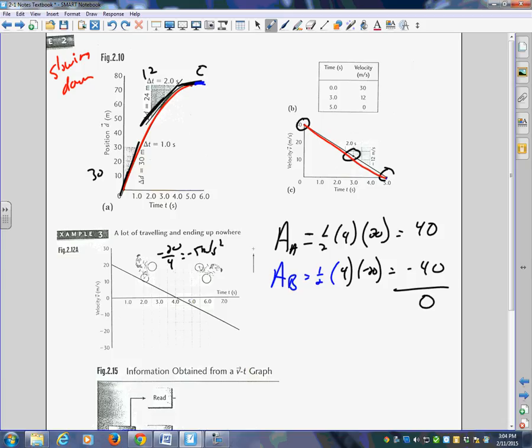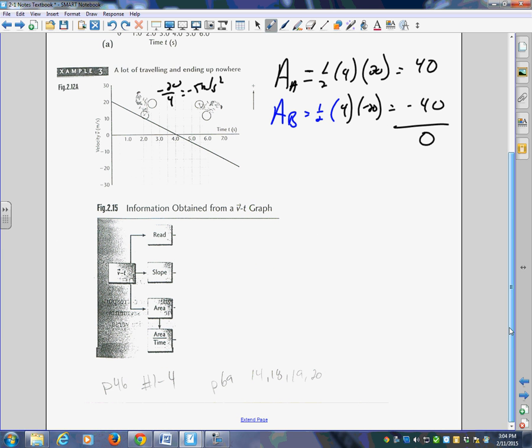Okay. Let's go to the bottom of the flow chart. Information obtained from a VT graph. I'm going to complete this chart and then I'm going to give you some time to work. I'll come around and help. So if you've got a VT graph, what do you read from a VT graph? Instantaneous velocity.